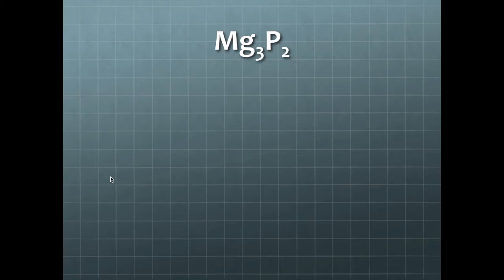Next, we're going to look at Mg3P2. So we know that Mg is a metal. It's in group 2. P is a nonmetal. So this is going to be ionic, so we're going to be transferring electrons instead of sharing them.